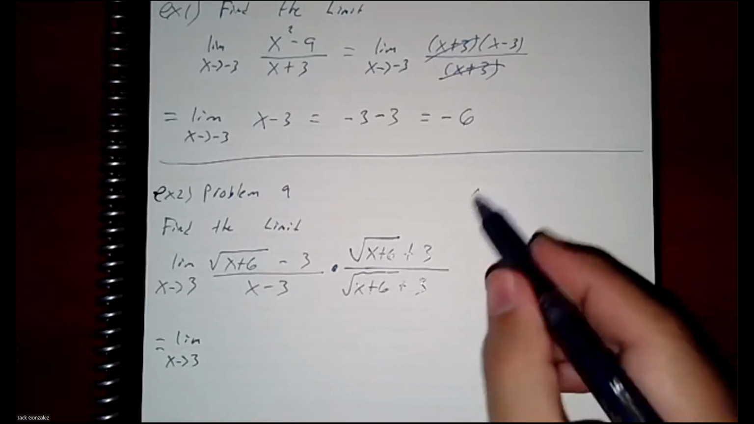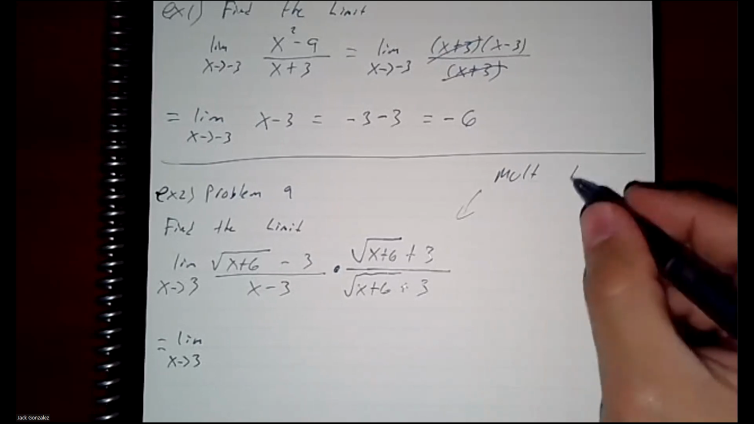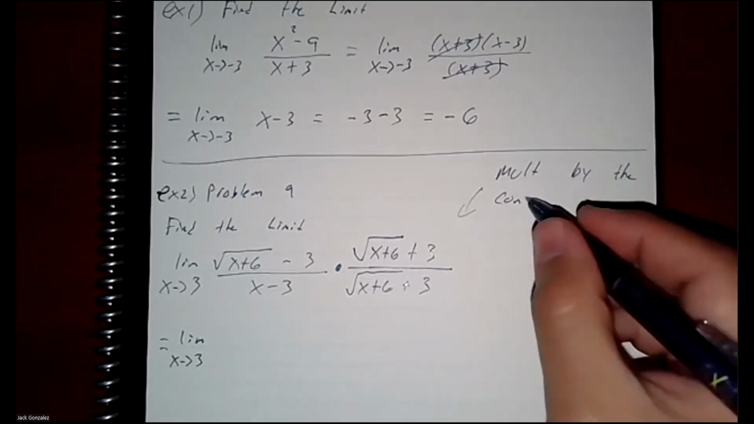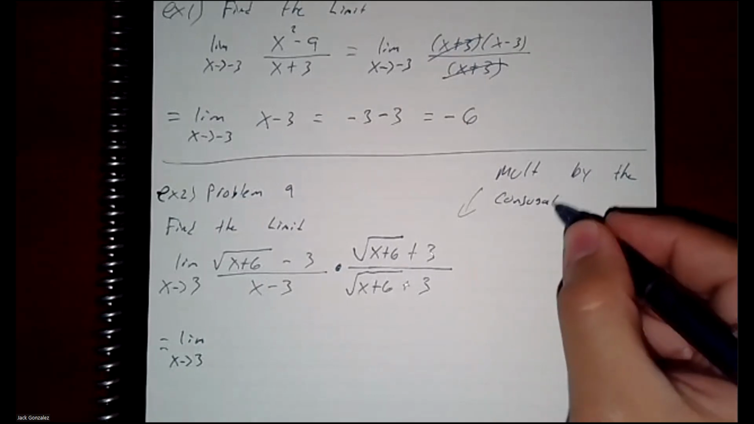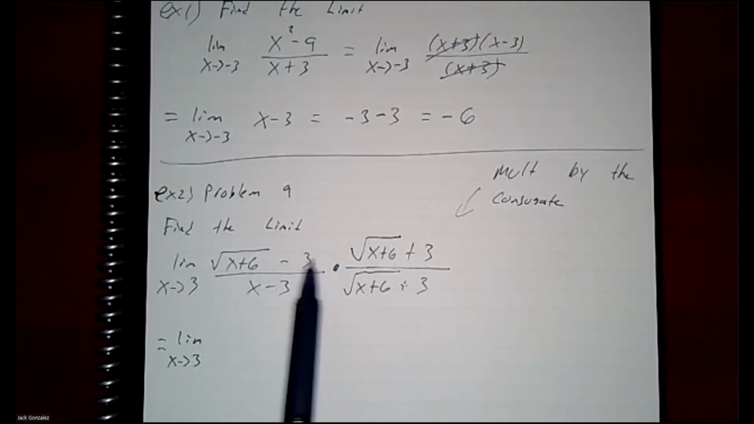So this right here is multiplying by the conjugate. We're basically forcing a difference of squares to happen because that'll square both of these terms. Okay.